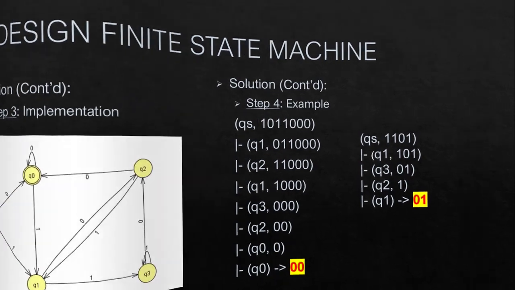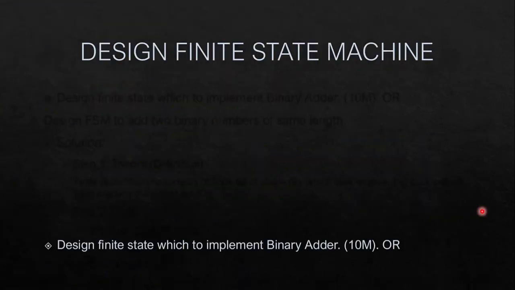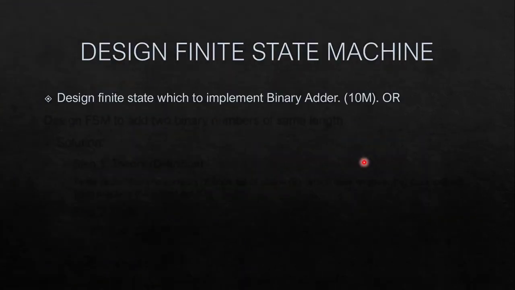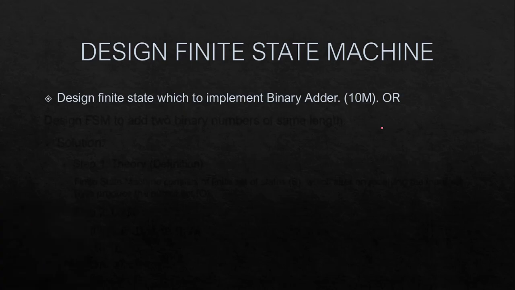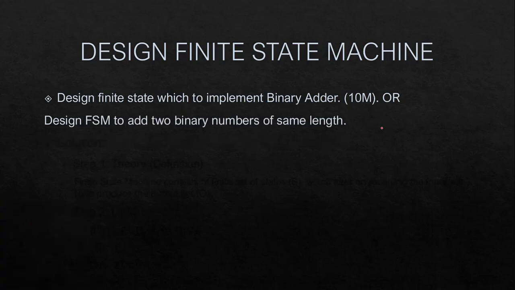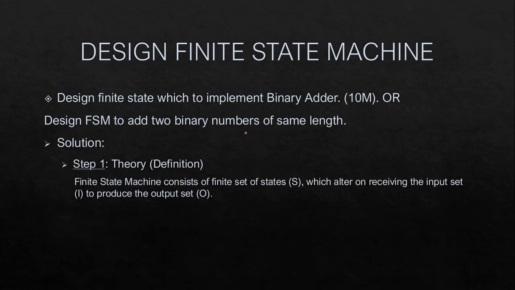So let's see another example of designing the FSM as a binary adder. I hope you are all aware of the concept of a binary adder. In case you are not, let's take a quick revision. Another way of framing this question is: design an FSM to add two binary numbers of the same length. So in the solution, we have step number 1 as theory.